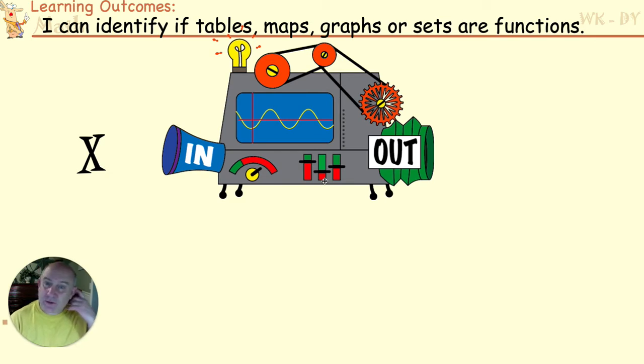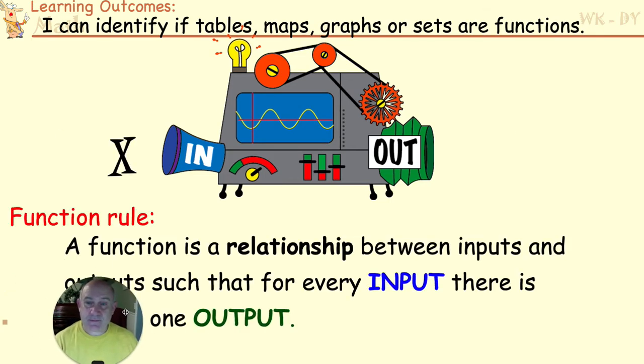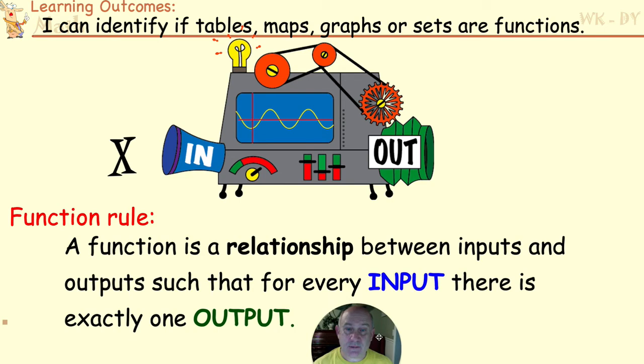Remember that when we have a function, and I have this cool picture of one, if I take an input, or otherwise an x, it goes in the function. What comes out of the function is the output, or in this case, y. A function is a relationship between the inputs and outputs such that for every input there is exactly one output. Let's look at a couple of examples.